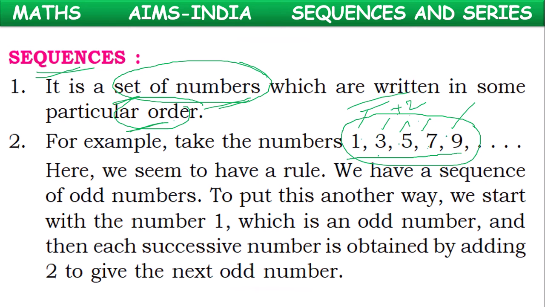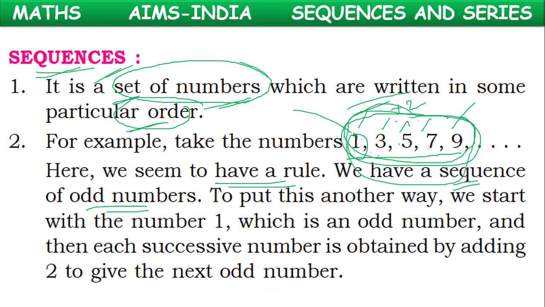So like this, a group of numbers having a particular rule is called a sequence. This group of numbers is an example of a sequence of odd numbers. In another way, we can name it as a sequence starting with 1, and each succeeding number will be obtained by adding plus 2 to the previous number.